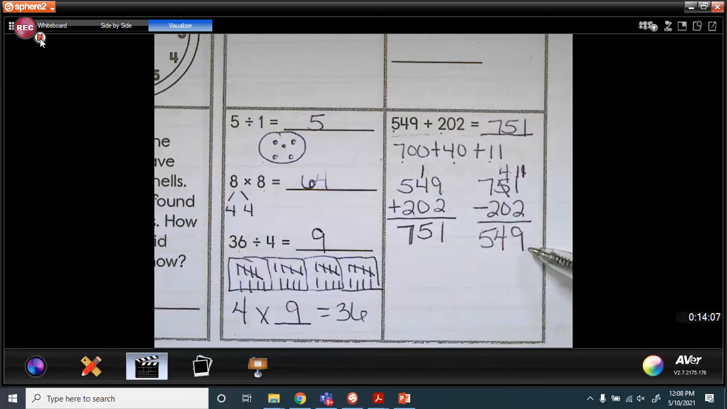Notice that each one of these numbers in my addition sentence is also going to be in my subtraction sentence. So the 751 that I started with in my subtraction sentence is my total. The part that I'm subtracting is one of my parts, and the other part is going to be what I should get for my answer in my subtraction sentence. So remember, all 3 numbers should be in my addition sentence and my subtraction sentence to check my work.